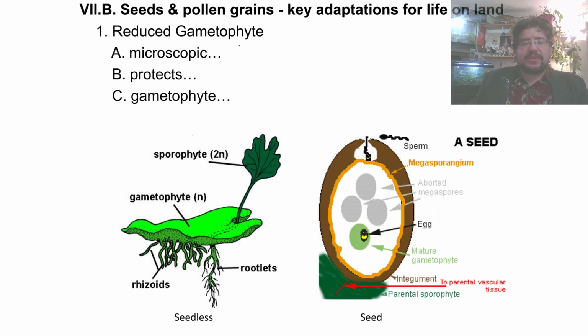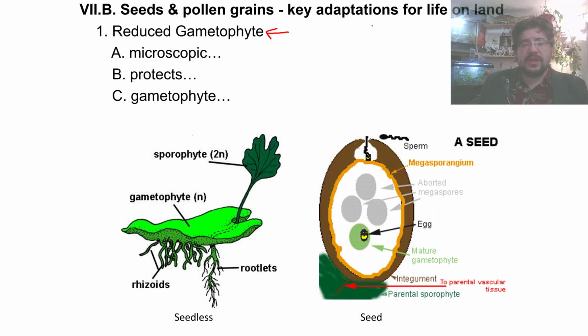Some key adaptations we see in the seed plants. For one, the sporophyte, being the dominant life here, has a gametophyte that's so highly reduced that it is microscopic, as I just said.